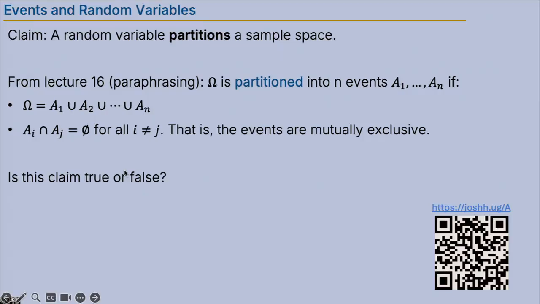Okay. All right. More terminology, not that it's necessarily the most exciting thing, but I want to think about this question. Is it the case that a random variable partitions a sample space? Again, I still want to reinforce our terminology that we don't necessarily think about when we're doing homeworks or discussions. So in lecture 16, I said that, paraphrasing a bit, the sample space is partitioned into a bunch of events if the union of all those events is the entire sample space, and if the intersection of any pair of events is disjoint, or null. Okay? Is this claim true or false? I'll give you a minute to think about this. Feel free to discuss amongst your buddies or enemies.